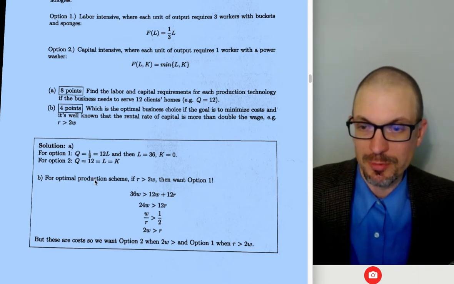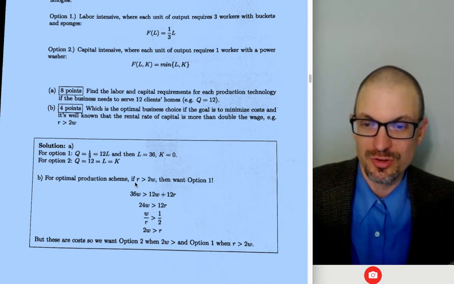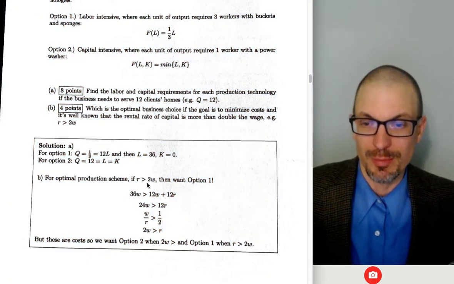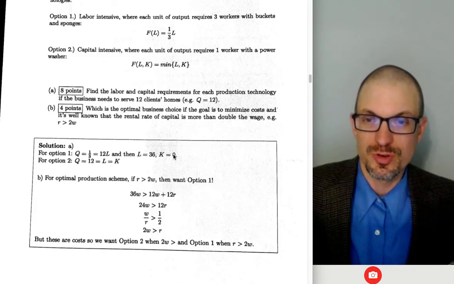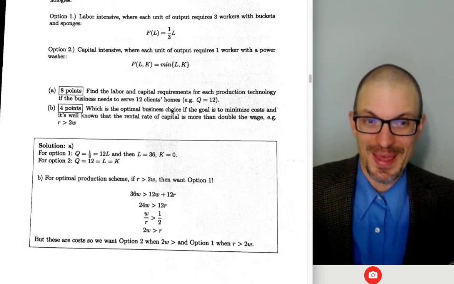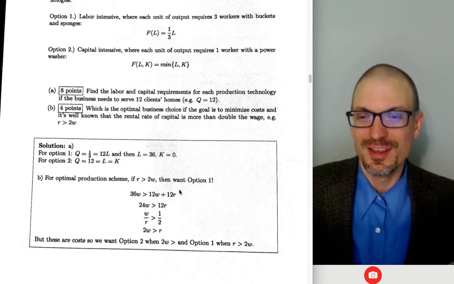Okay, so for the optimal production scheme, if R is greater than 2W, we want option 1, right? The rental rate of capital is more than double the wage. You could maybe even get a sense of that by just saying, oh, well, capital is really expensive, so we probably want the one that's labor dependent. Here's how we can show this.